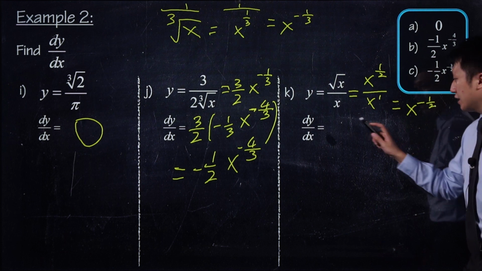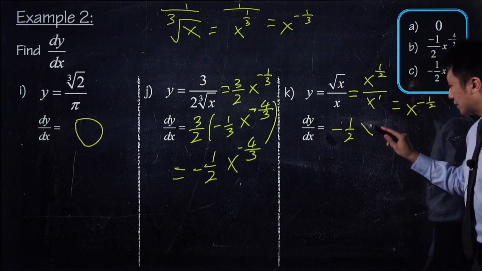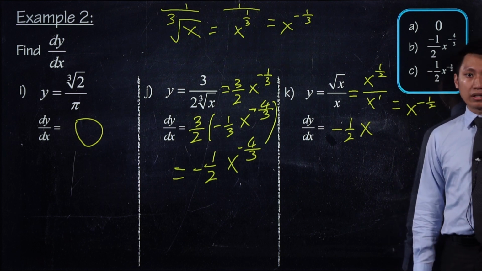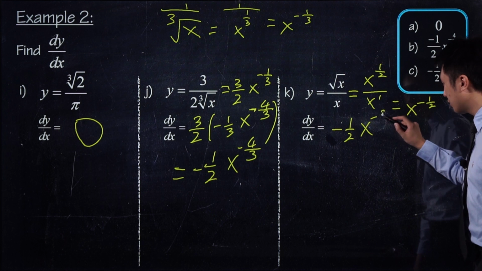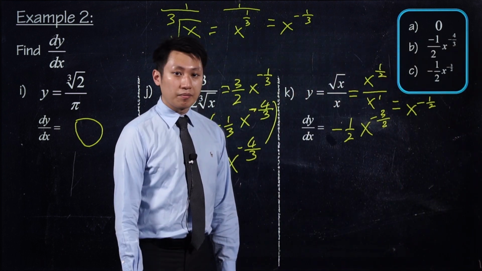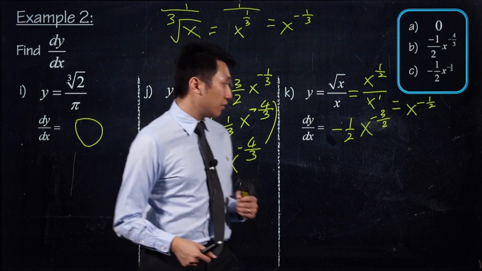Then differentiate this. It's easy. The negative 1 over 2 you bring down, then the power will be negative 1 over 2 minus 1, so negative 3 over 2. And hence, you get this answer. No problem? Good.